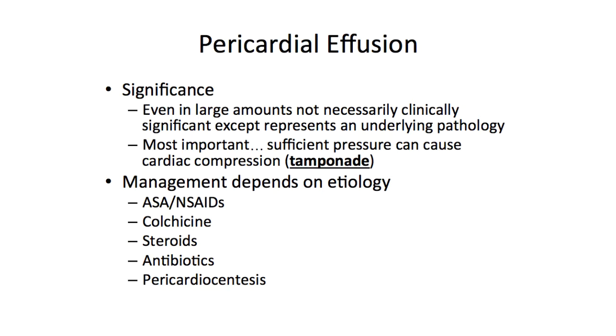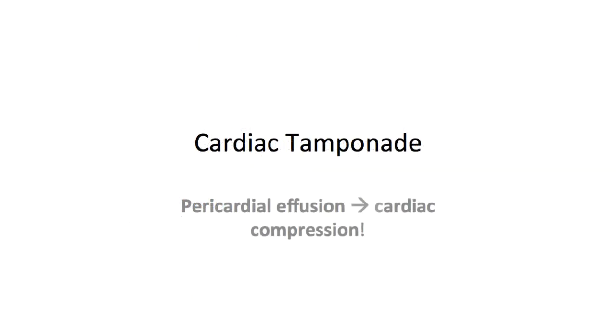Management of a pericardial effusion depends on its etiology, but generally includes aspirin or NSAIDs, colchicine, steroids, potentially antibiotics, and a pericardiocentesis. Now let's discuss our last pericardial disease, cardiac tamponade.